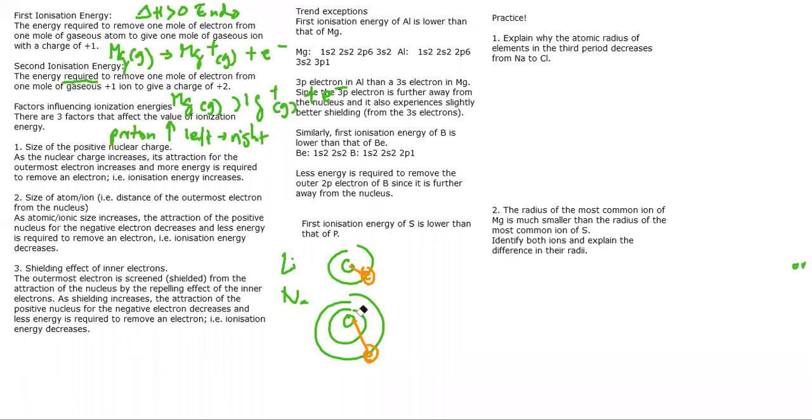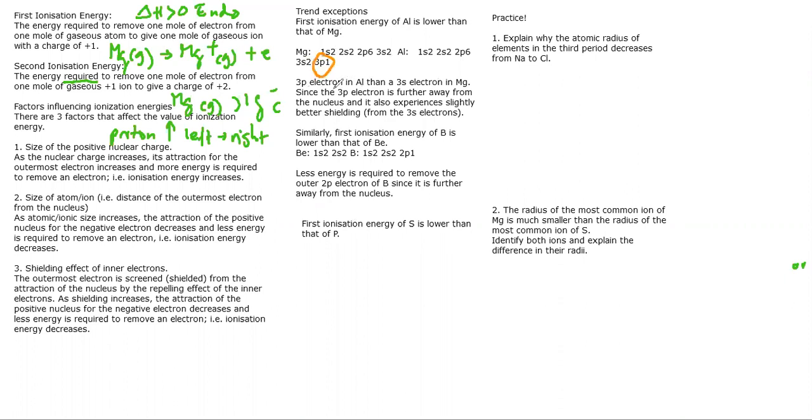Next, we can find a few exceptions that may arise. First, aluminium. If you compare the first ionization energy of aluminium and magnesium, aluminium is lower than magnesium because here you have a 3p1.